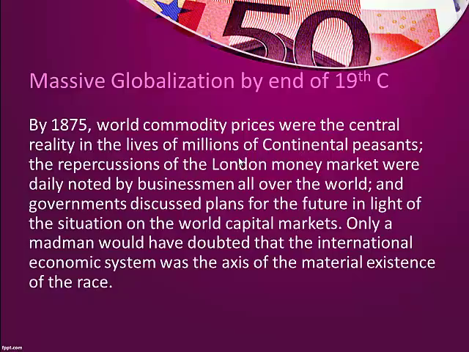There was a massive amount of trade developed. Commodities were sold here and there. And so world commodity prices were a central reality in the lives of millions of peasants. And basically, because of the gold standard, it created a very simple, efficient trading mechanism which worked efficiently.